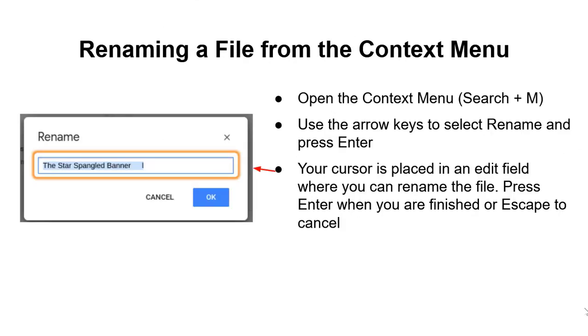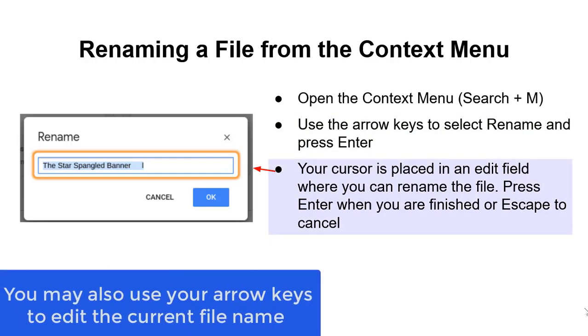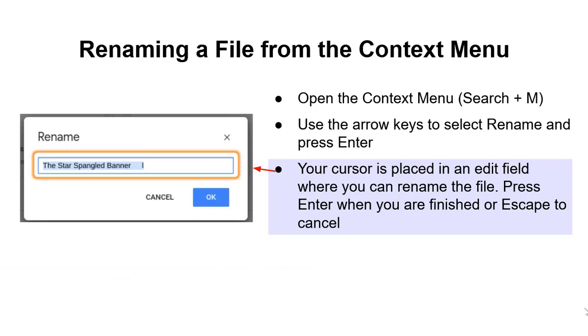So renaming a file from the context menu is one of those options. So open your context menu with a search plus M like we talked about in the last slide. Then you're going to use your arrow keys to select rename. And once you press Enter, this is the dialog box that's located here that is going to show up. Your cursor is placed in an edit field where you can rename the file. Once your cursor is placed there, you don't have to do anything other than just start typing. When you're done, press Enter, or if you've decided that maybe you don't want to rename that file, you can press Cancel.